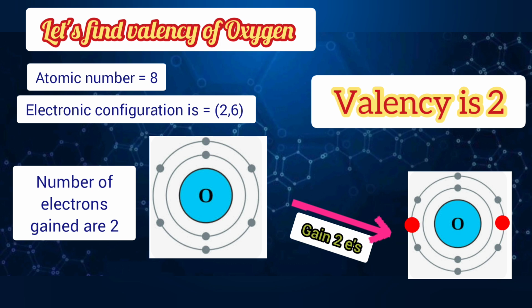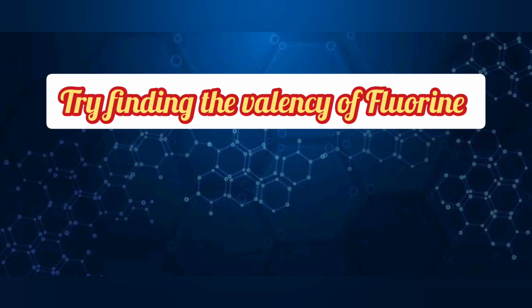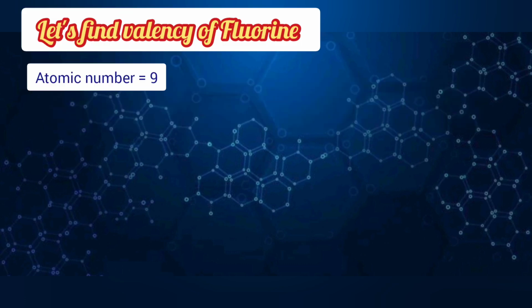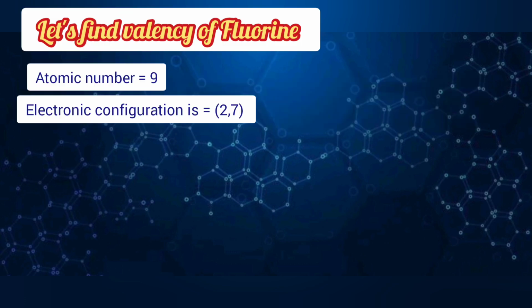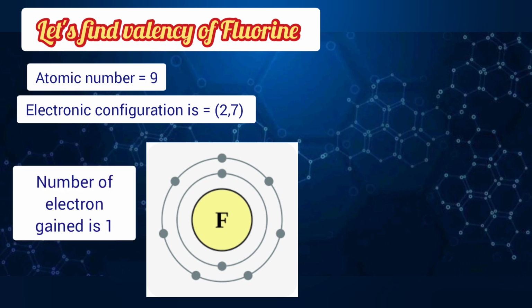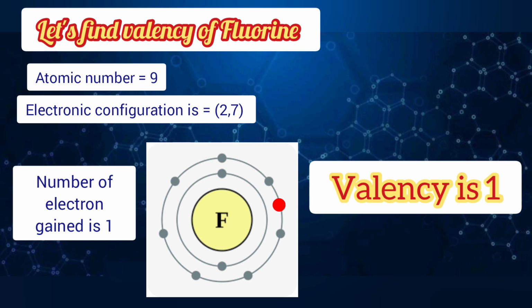2. Easy. Now it would be very easy for you to find out the valency of fluorine. Fluorine is 2, 7. It would obviously prefer to gain 1 electron and complete its octet in the second orbit, right? So it is gaining 1 electron. So what is the valency?